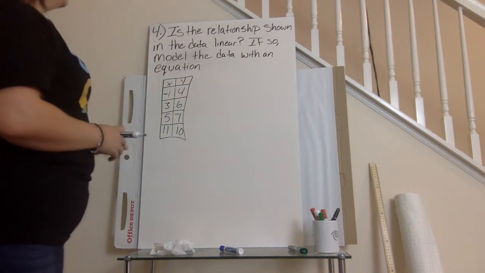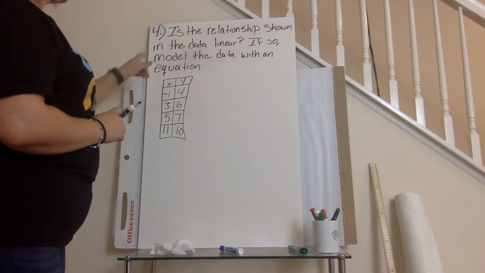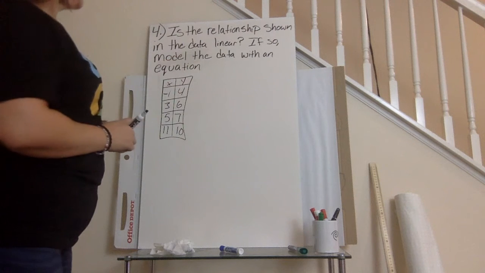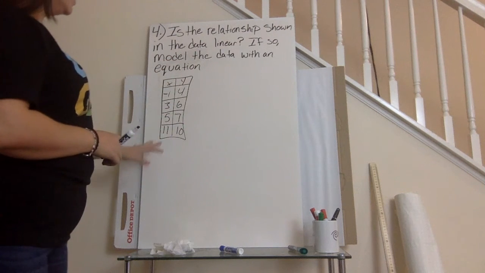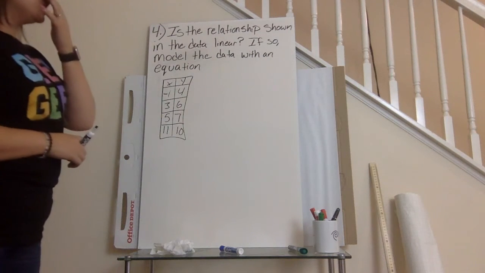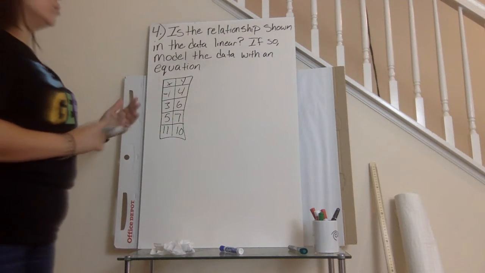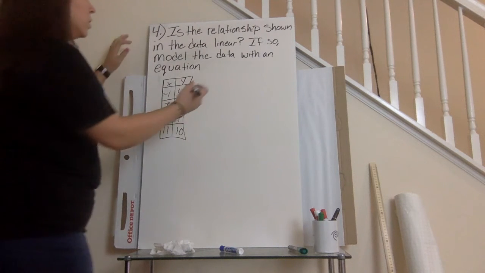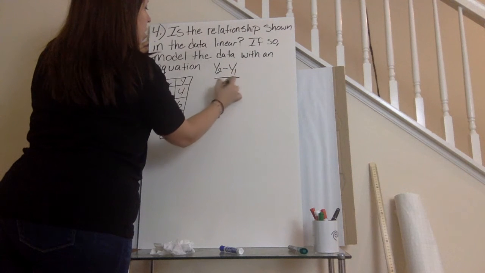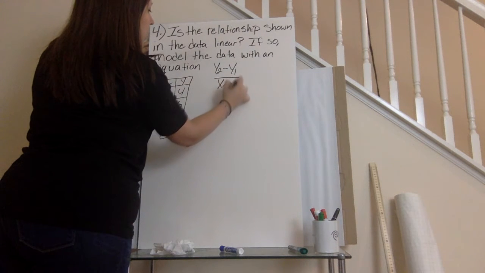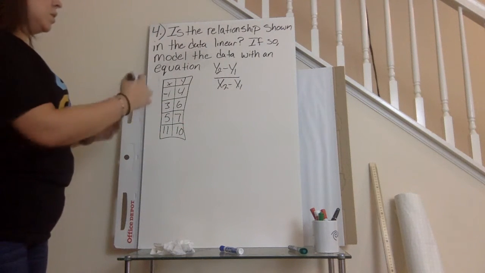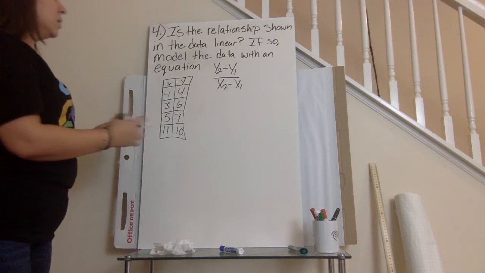Alright, so for question 4, it says, is the relationship shown in the data linear? If so, model the data with an equation. So this time we're going to be given a table versus a graph or just 2 points. We're still using the idea of the slope formula, y2 minus y1 over x2 minus x1. Only with a table, it does make it a little easier for you guys to visualize it.